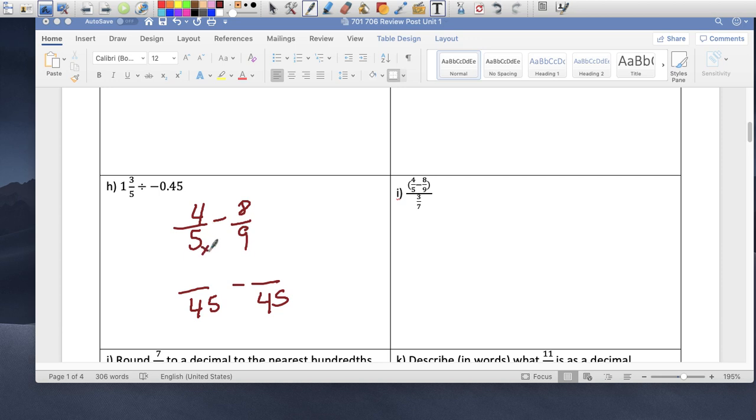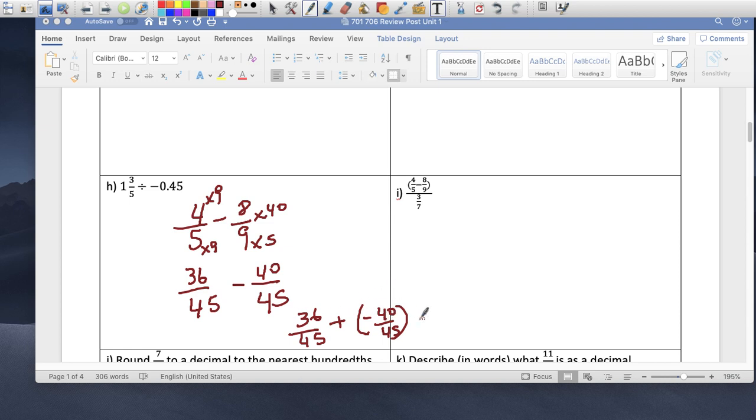We have to change this times 9 and this times 9. It's going to give us 36. It's going to be times 5 and on top times 5, which is going to give us 40. Now, again, I highly suggest changing that to an addition. So it's 36 over 45 plus negative 40 over 45. Keep the first, change the subtraction to addition, and we use the additive inverse. The opposite of 40 over 45 is negative 40 over 45.